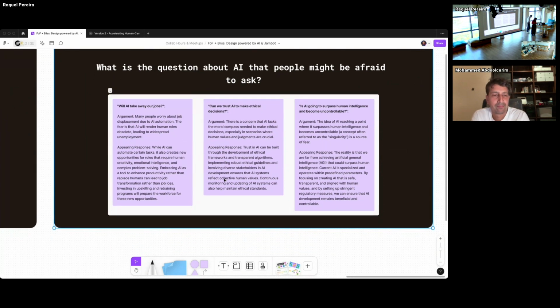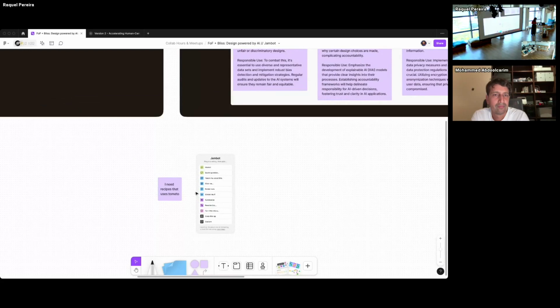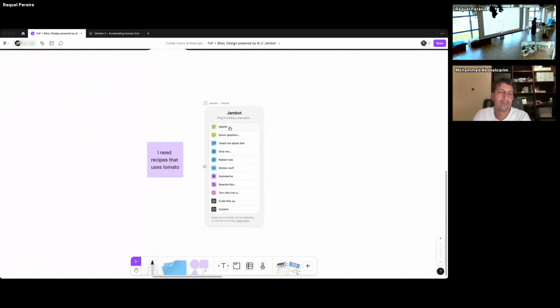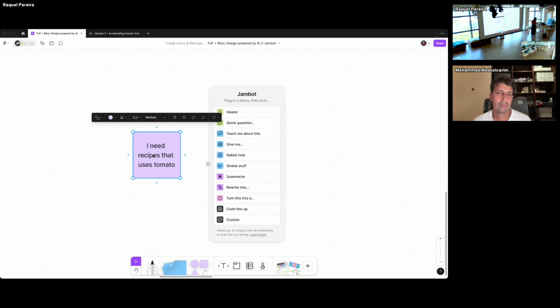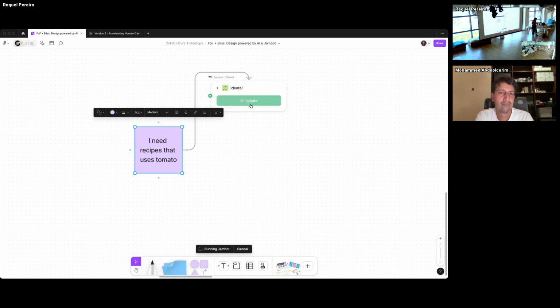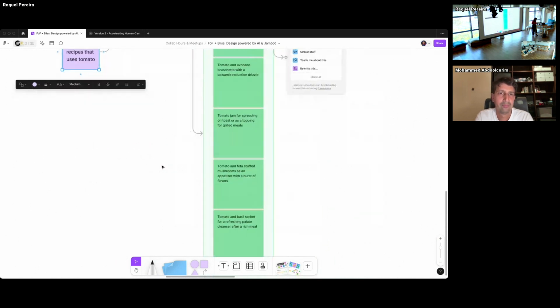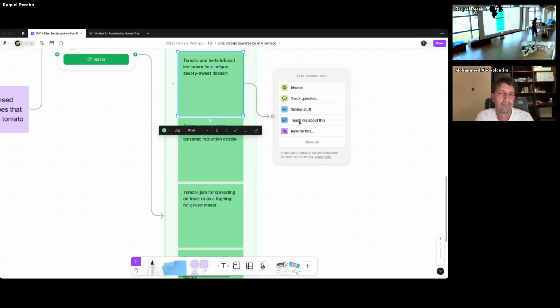Great. And just to give you an extra bonus, for those who don't use much FigJam, you can explore a little bit the Jambot on FigJam, which is basically connected to ChatGPT. So, for instance, this is just a silly example. I hope that in your real job you have more demanding situations. But let's say that I need recipes that use tomato, and if I go on, eventually it will create post-its of those recipes.